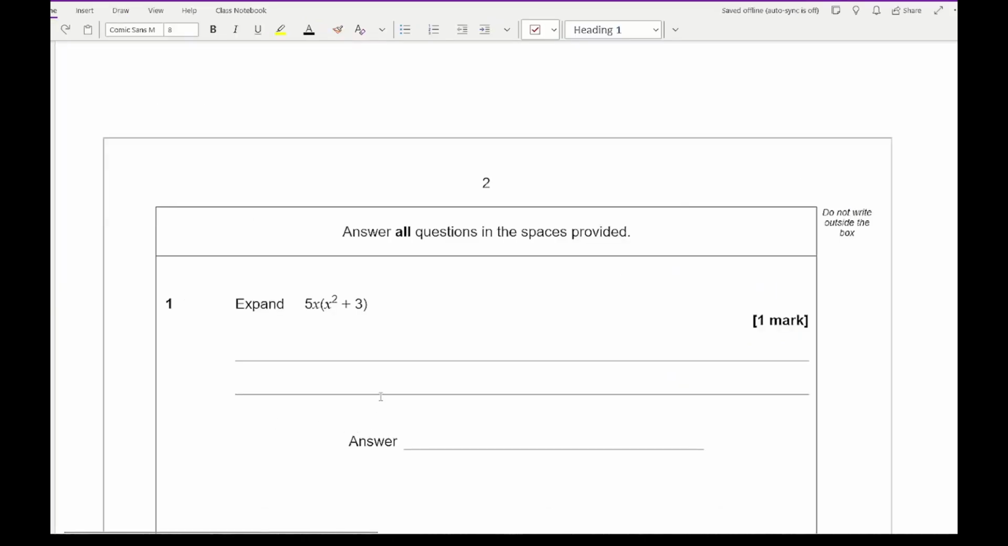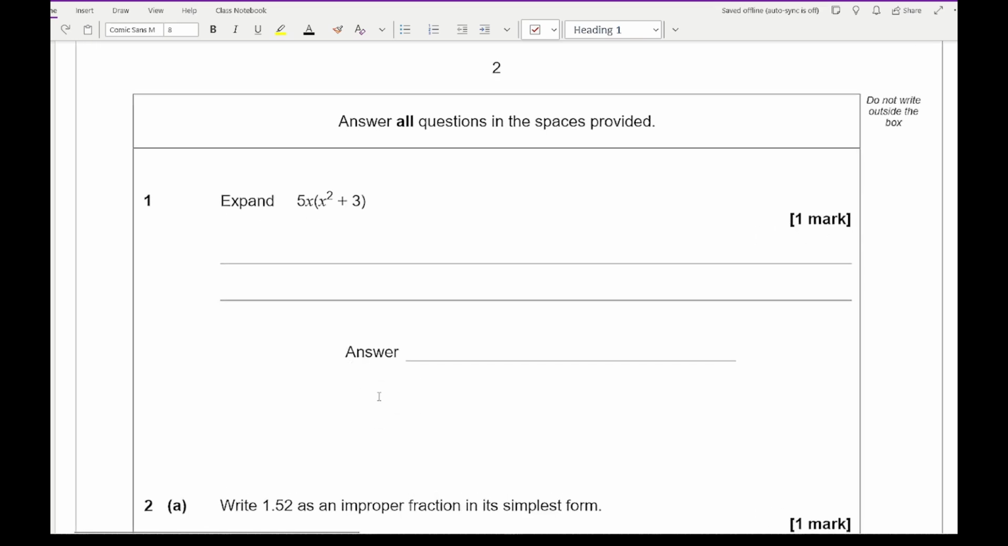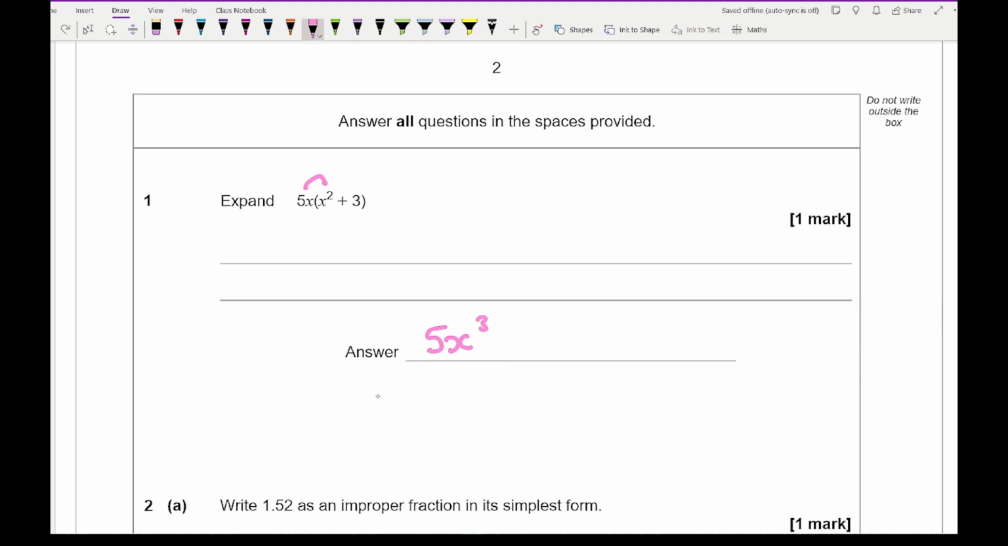So let's get started on question 1. Question 1 asks us to expand 5x(x squared plus 3). For this all we need to do is multiply everything inside the bracket by everything outside the bracket. So 5x times x squared gives me 5x cubed, and 5x multiplied by positive 3 gives me 5 times 3, which is 15, and I've got a single x.